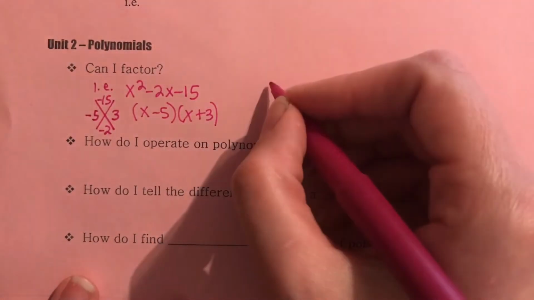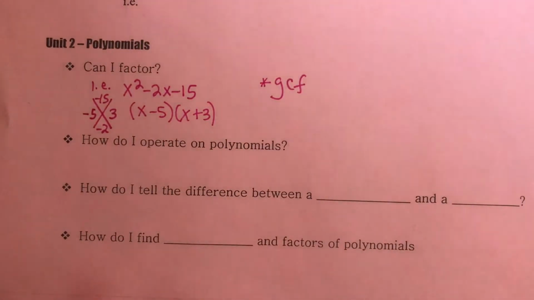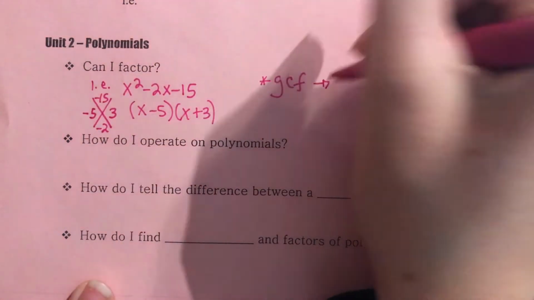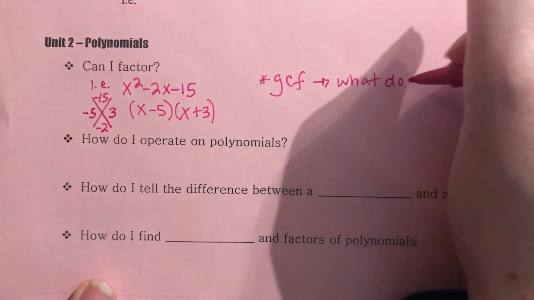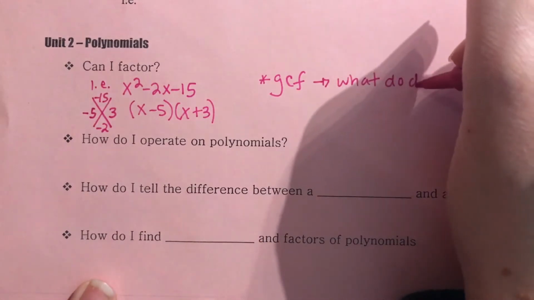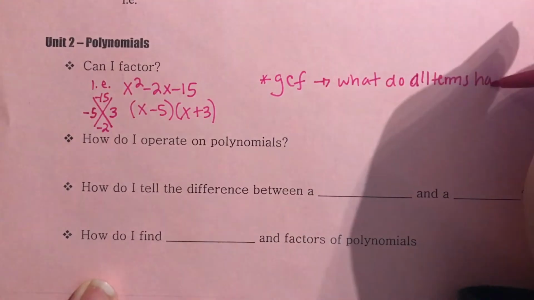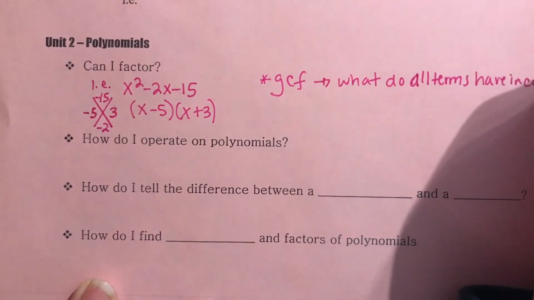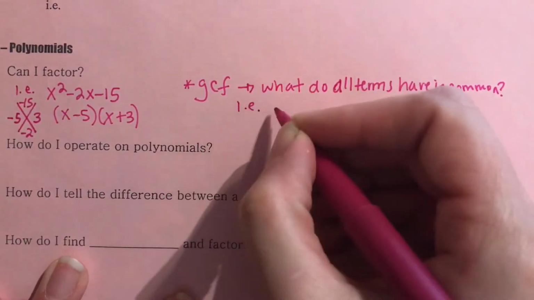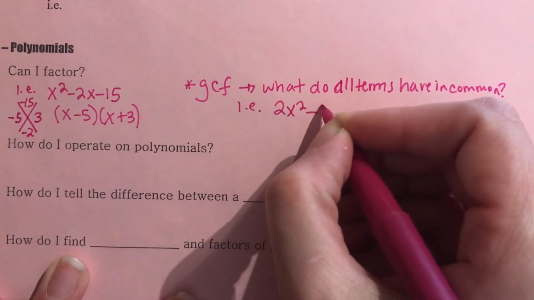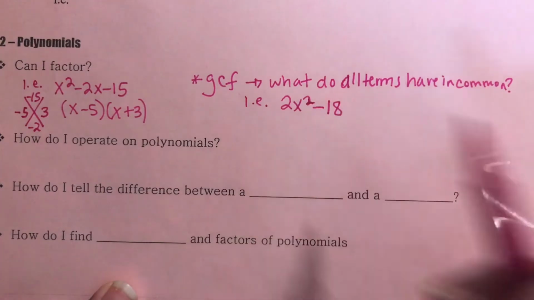We also looked at factoring the greatest common factor. That means, what are all the terms divisible by? Or what do they all have in common? So for example, 2x squared minus 18. Both of these are divisible by 2.